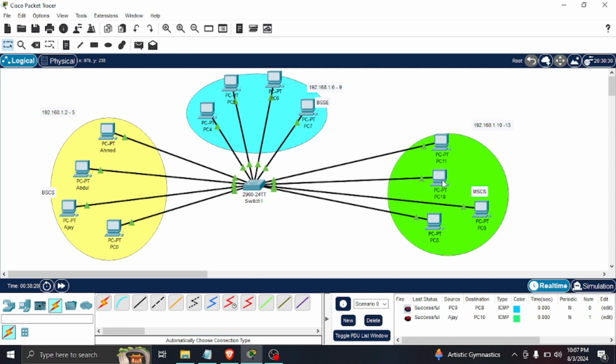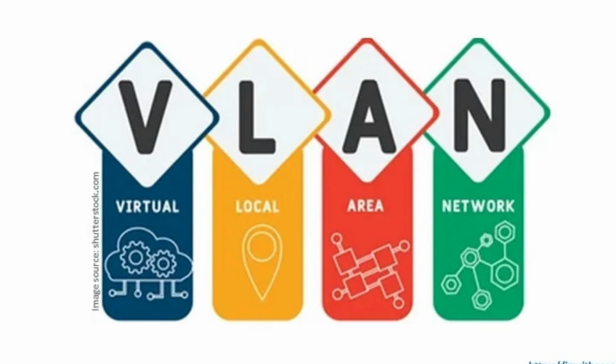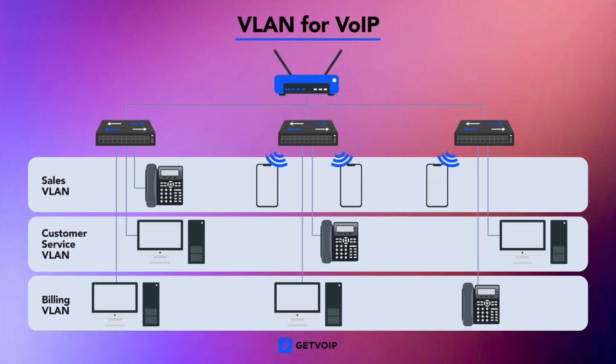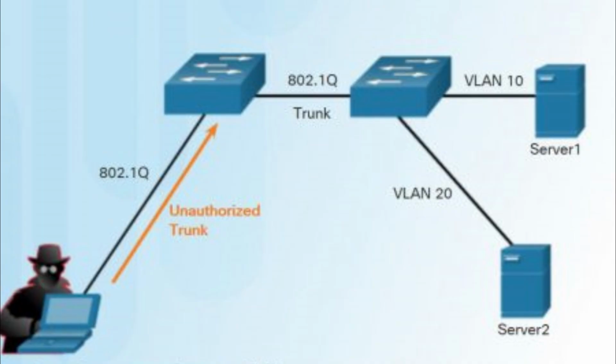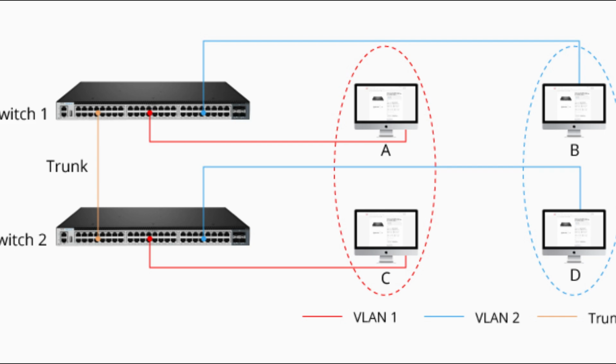Now if I don't want these messages to be received by any other main network, you have to configure VLAN. A virtual local area network, VLAN, allows devices to be grouped into separate virtual networks, regardless of their physical location. This logical grouping improves security, traffic management, and simplifies the network.